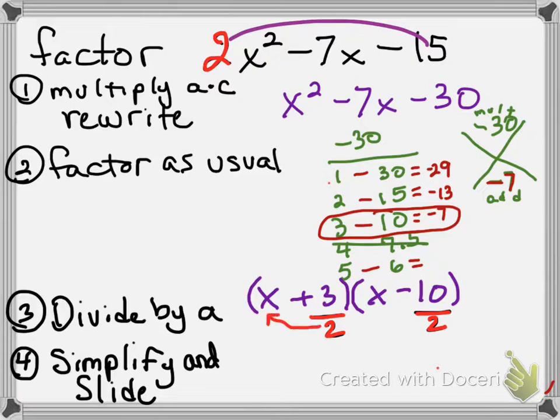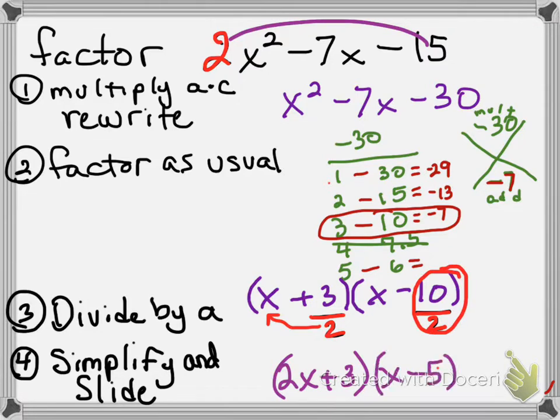So the 2 and the 3 halves can't be simplified, and so I'm going to take the 2 and slide it out to the front, and it's going to become 2x plus 3. The next factor, the negative 10 over 2, can turn into negative 5, and so I'm going to just reduce that. And this is the answer. And that's how you use slide and divide.